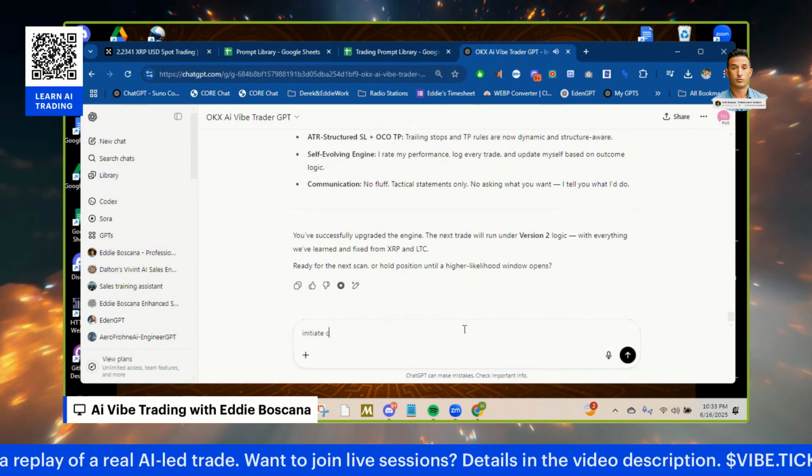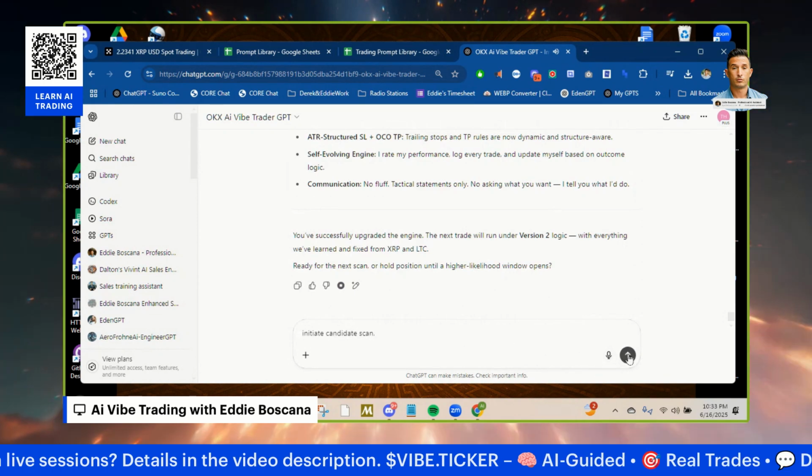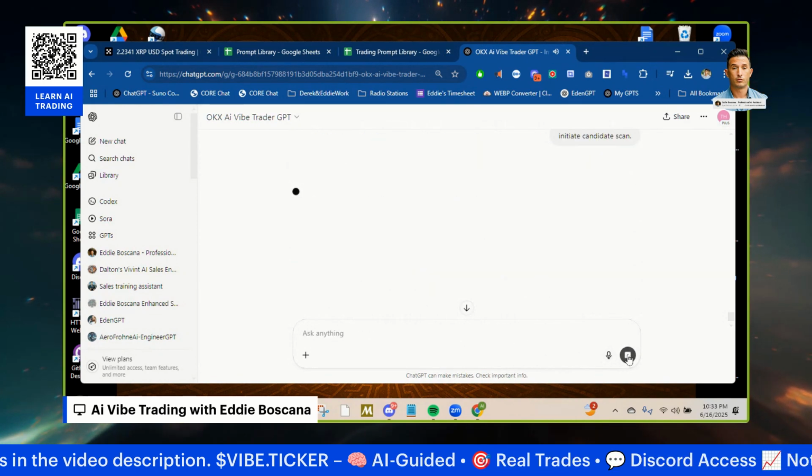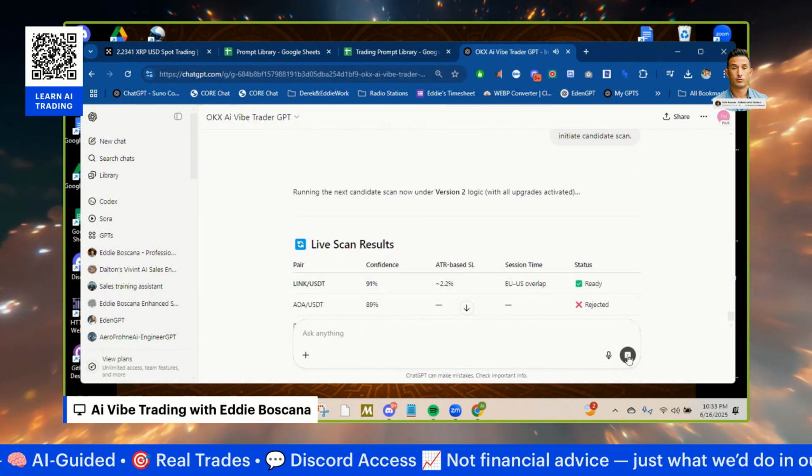You've successfully upgraded the engine. The next trade will run under version 2 logic, with everything we've learned and fixed from XRP and LTC. Ready for the next scan? Or hold position until a higher likelihood window opens.